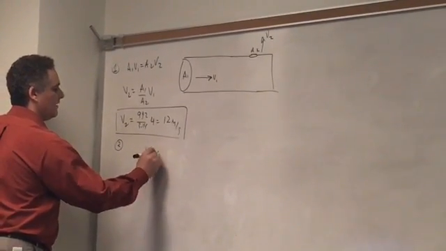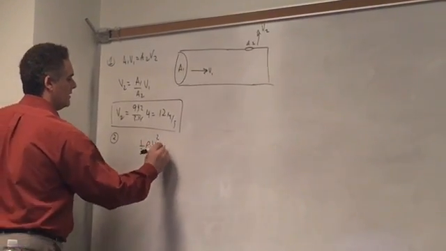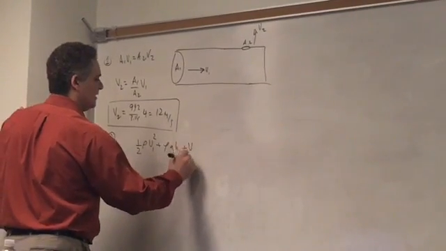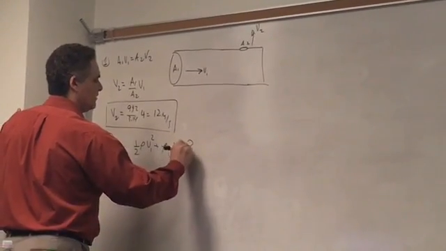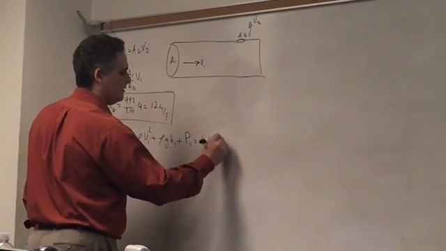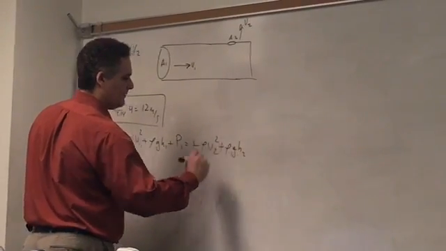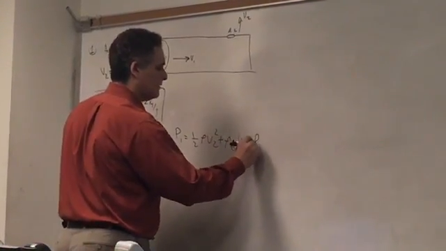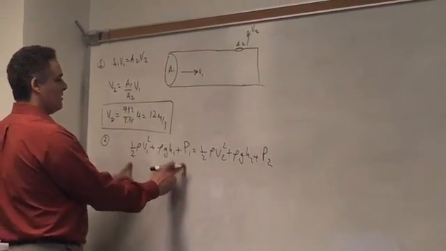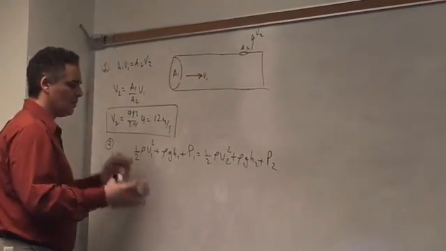So we're going to say 1/2 rho V1 squared plus rho g h1 plus P1 equals 1/2 rho V2 squared plus rho g h2, right, plus P2. Okay, so the first thing you want to realize is that the flow inside the tube here has to equal the flow outside the tube there, according to Bernoulli, right?